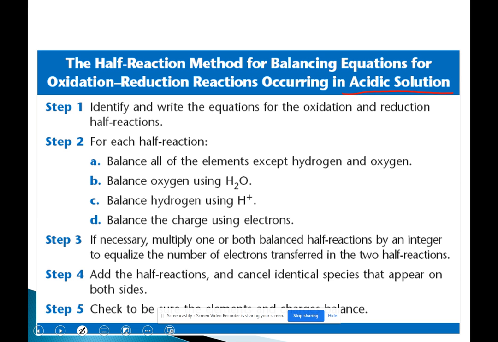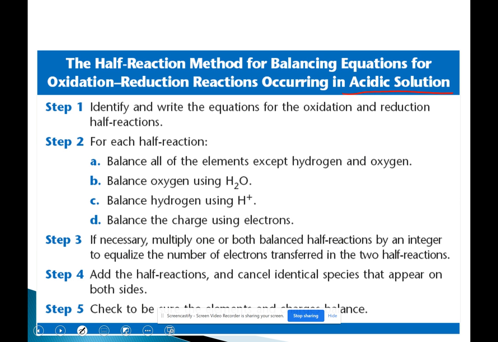So when we are balancing half reactions, the process is always going to be the same. You're going to identify and write the equations for the oxidation and reduction half reactions. And then for each half reaction, you're going to follow these steps in order. So first, you'll balance all of the elements except hydrogen and oxygen. Then you balance oxygen using water. You balance hydrogen using hydrogen ions because we're in acid, those hydrogen ions are present. And then you balance the charge using electrons.